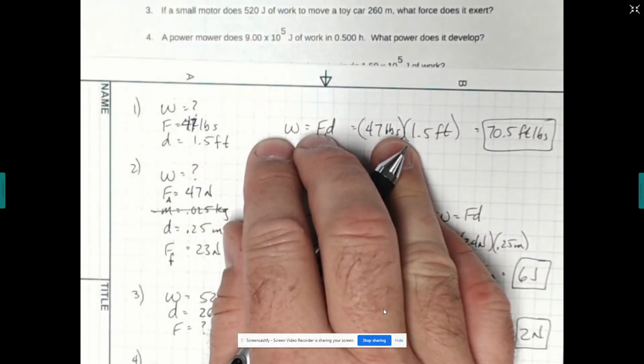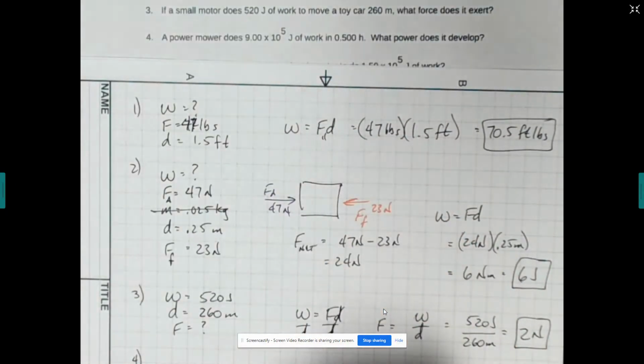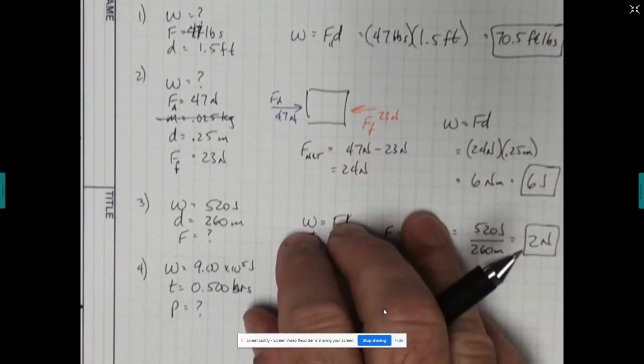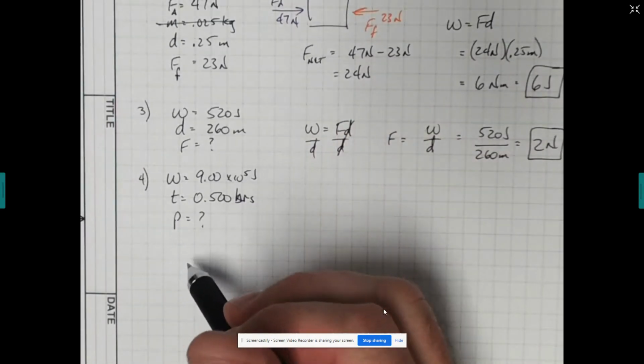Number 4 says, a power mower does 9.00 times 10 to the 5th joules of work. So my work is equal to 9.00 times 10 to the 5th joules in 0.5 hours. So my time is equal to 0.500 hours, sorry. What power does it develop? So power is my unknown. So there's my givens.